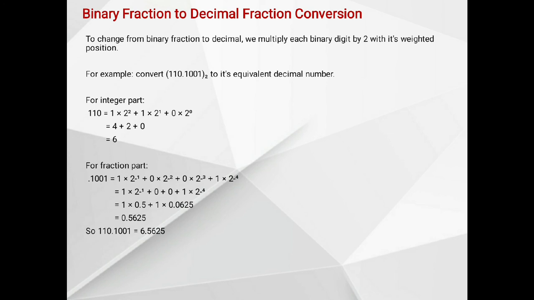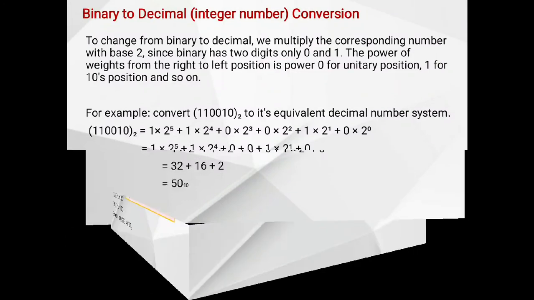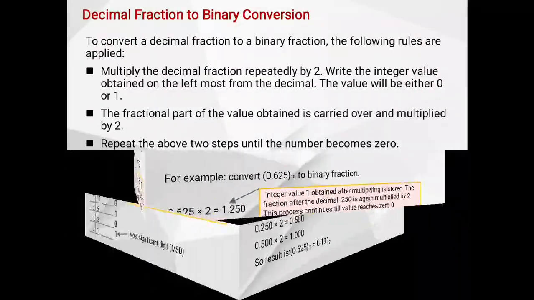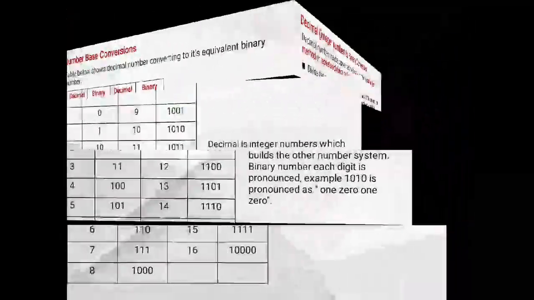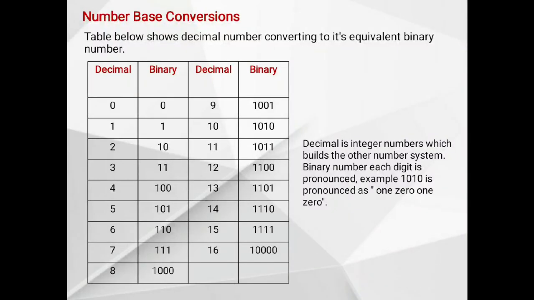So the decimal equivalent of 110 is 6, which, if you go to the first table, the number base conversion, you can see that 6 is equivalent to 110, which is correct. Likewise, you can also check out the rest of the decimal numbers to binary conversion and verify whether all of these are correct or not.